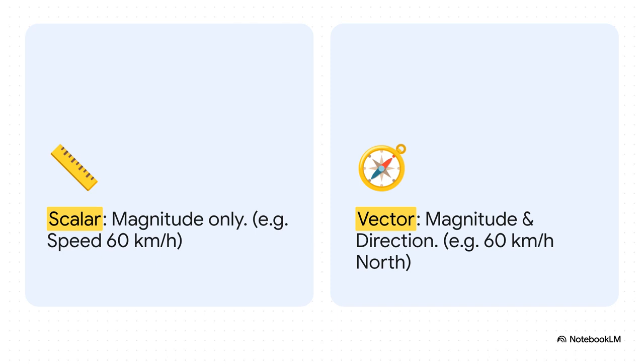We're moving from scalars to vectors. Now scalars, the ones on the left, they just give you a magnitude. It's like knowing a car is doing 60 kilometers per hour. That's great and all, but vectors, on the right, they add direction. Knowing that same car is doing 60 kilometers per hour, but specifically heading north, that completely changes the game.